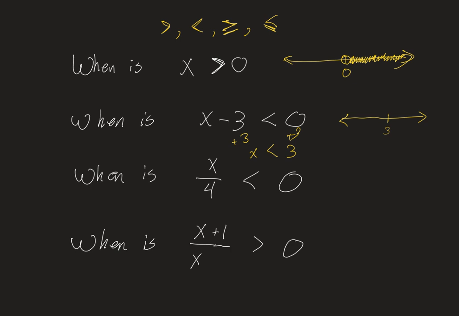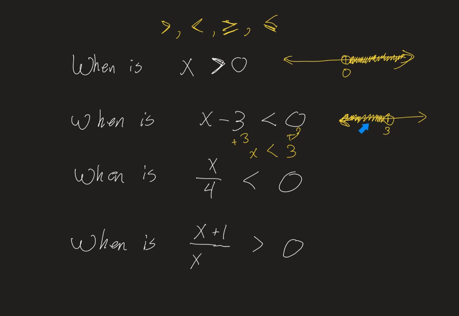Open dot or closed dot? Open. Shading left or right? Left. X is less than, smaller than 3. Shading this way, going on to infinity. So again, any number in that zone will be less than 3.